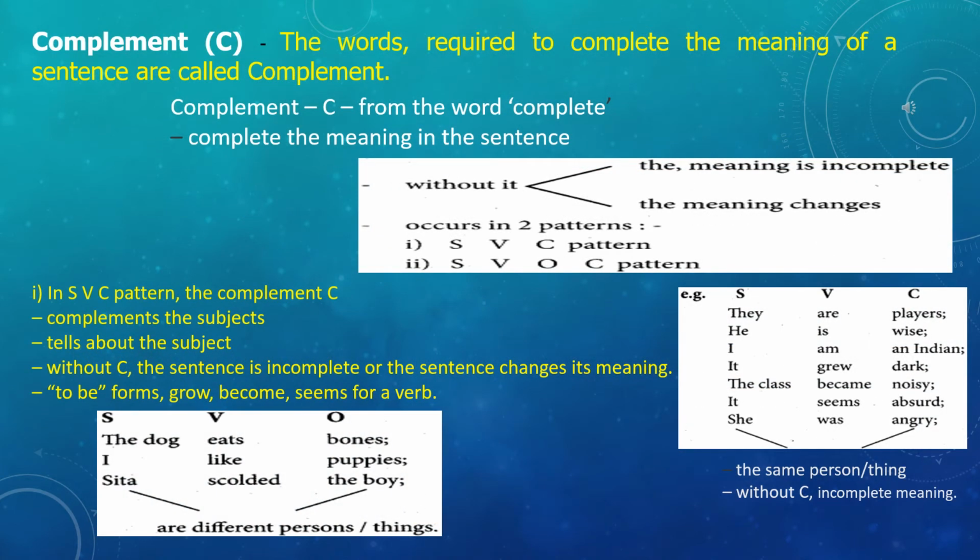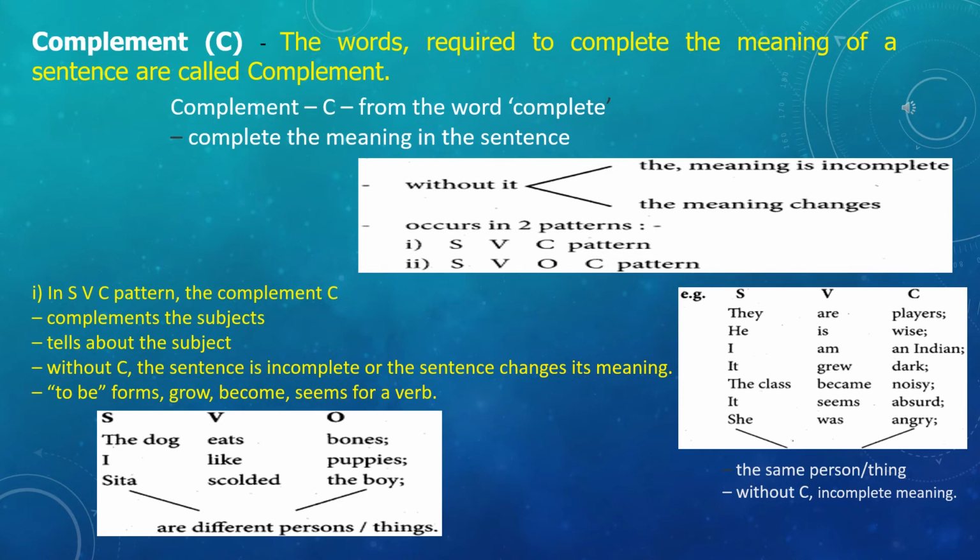Now let us see complement. The words required to complete the meaning of a sentence are called complement. Complement, C, is derived from the word complete. It completes the meaning in the sentence. Without it, the meaning is incomplete or the meaning changes. C occurs in two forms, in SVC pattern or SVOC pattern.